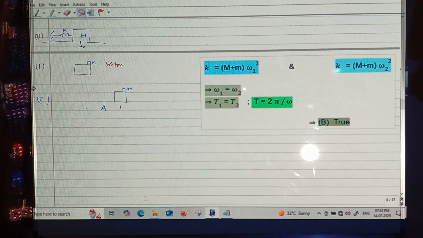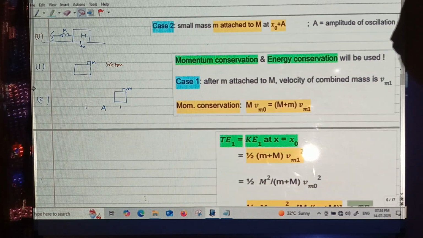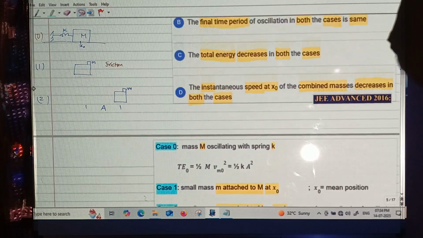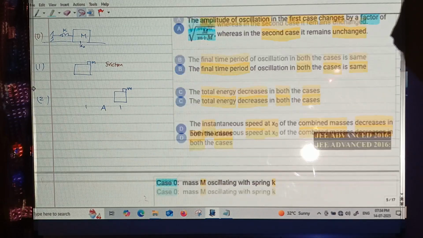k equals m omega square, where m is the mass of the system. In the first case the mass is m plus n. In the second case also the mass is m plus n. Spring constant is the same, so omega 1 and omega 2 should be the same. And time period is 2 pi by omega. Since omega is the same, time period is also the same. So B is true. Option B says the time period of oscillation in case 1 and case 2 is the same, which is true.